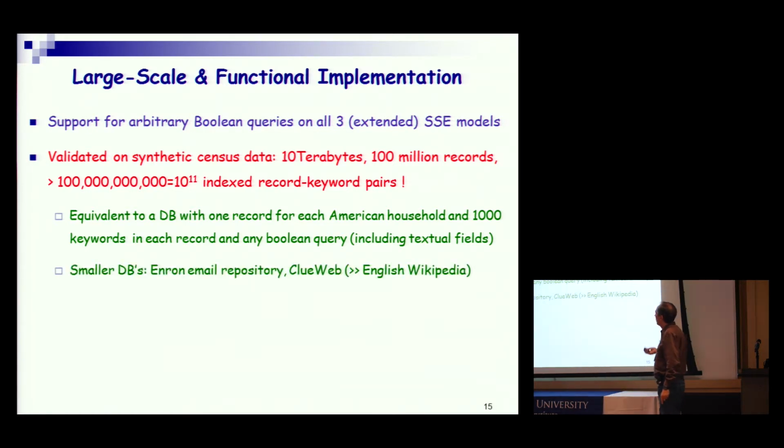And we run it on the smaller databases from an Enron email repository to ClueWeb, which is some subset of web pages that include the English Wikipedia. So if you are interested to search Wikipedia while it is encrypted, we can do that for you.